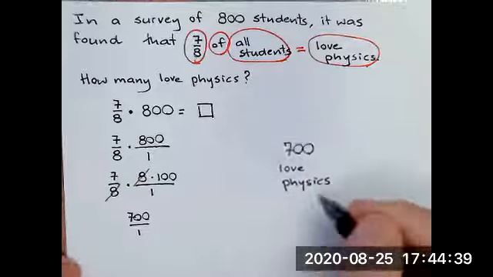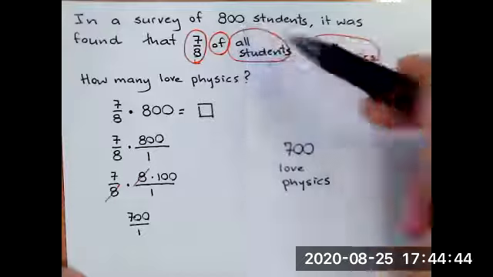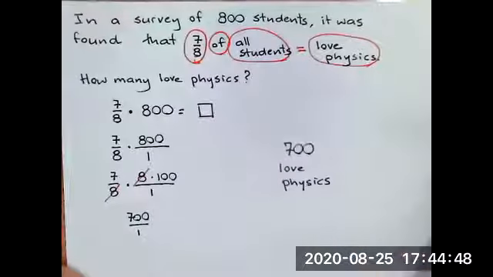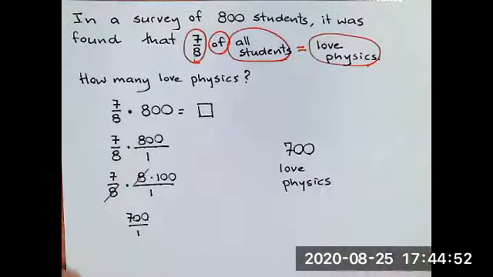And it's always good to ask yourself, does that sound about right? If you have a total of 800 students and 7 out of every 8 of them love physics, then that would mean that 700 of them love physics. That sounds right to me.